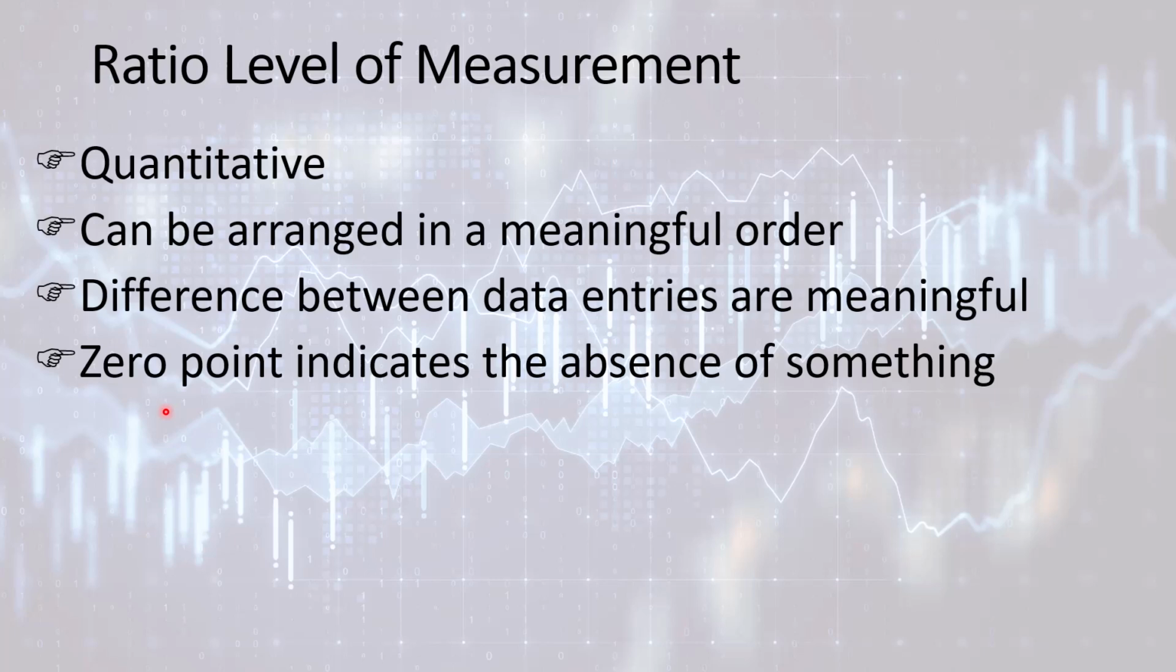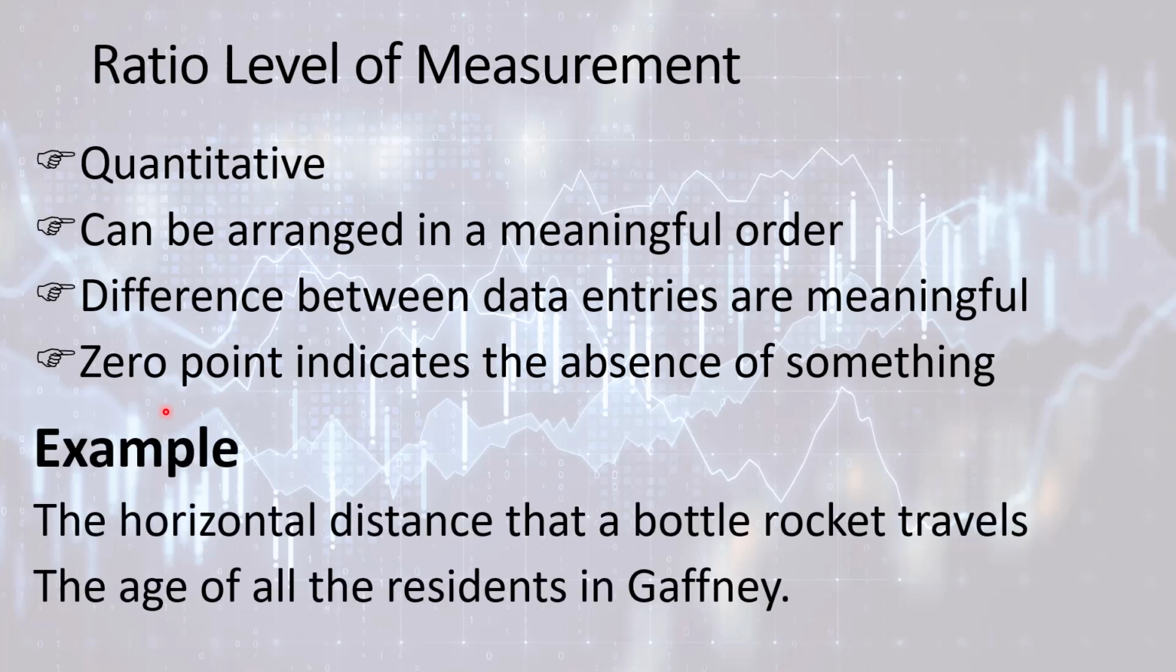An example of ratio scale might be the horizontal distance that a bottle rocket travels. If it is 0, it's the absence of distance. It didn't go anywhere. Okay? Or the age of all the residents in Gaffney. For example, if I'm 30 and somebody else is 60, obviously I'm half as old. So these correspond to ratio levels of measurement.